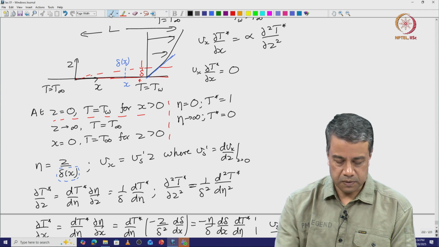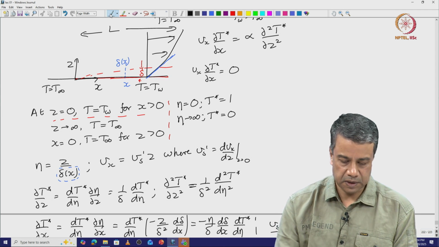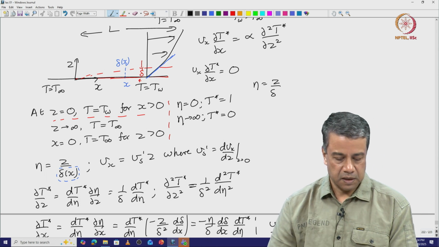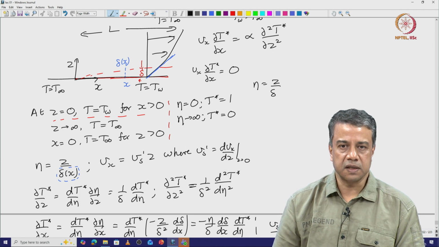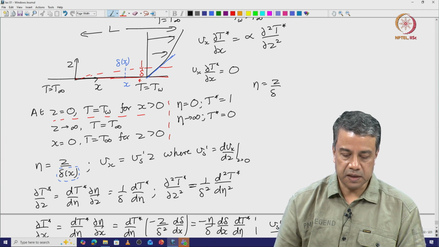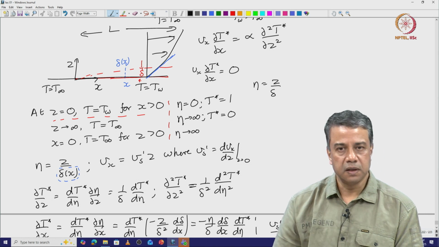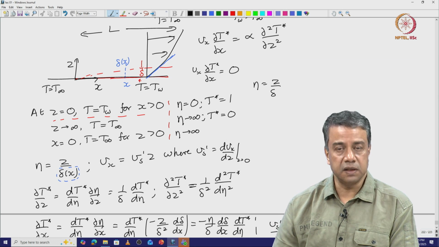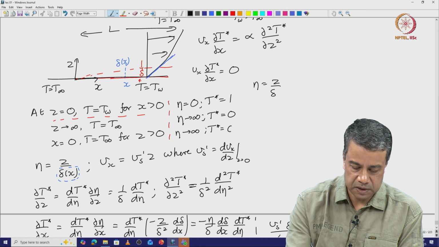X is equal to 0. At x is equal to 0, delta is equal to 0. Note that eta is equal to z by delta. At x is equal to 0, the start of the heating section, the boundary layer thickness is 0. For z greater than 0, eta goes to infinity. If delta is equal to 0 and z is greater than 0, eta goes to infinity, T is equal to T infinity, which means that T star is equal to 0.